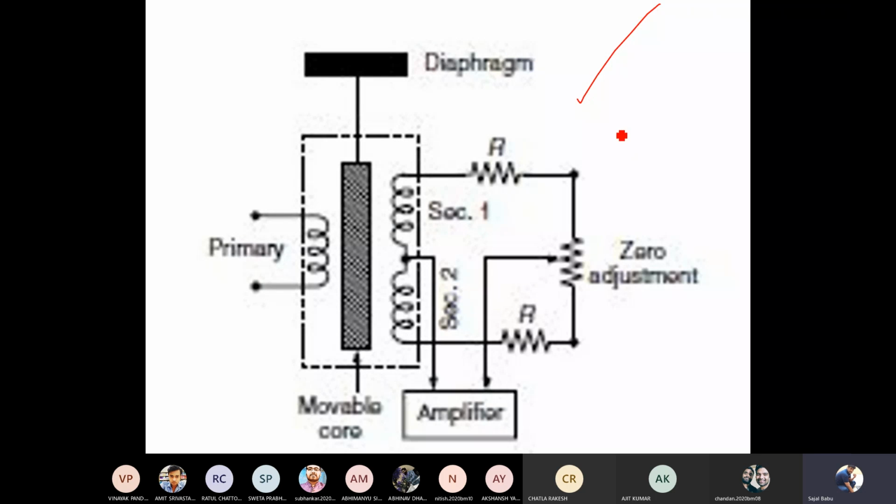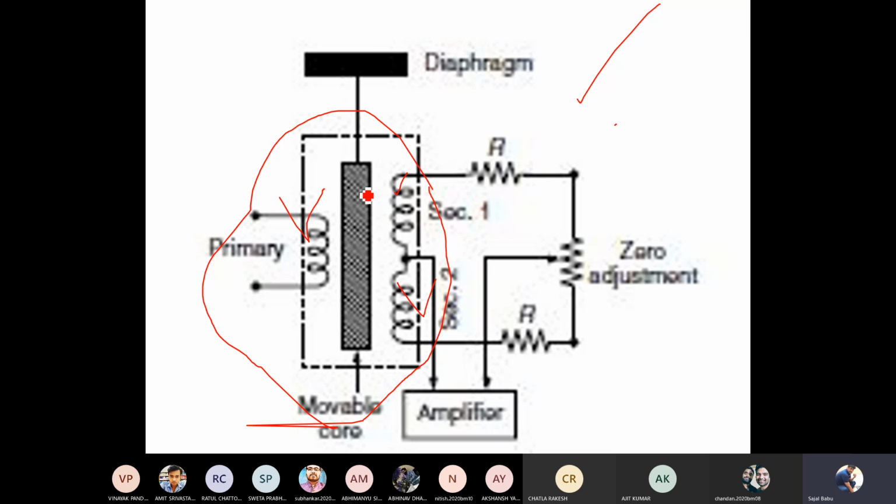Coming to the LVDT, the name itself represents the linear variable differential transformer, right? So you must have a differential transformer here, then only you can understand the LVDT. You can see clearly here that we have the primary and secondary windings. This is my primary winding and these two are my secondary windings. And the middle one, the black colored box, is my movable core.